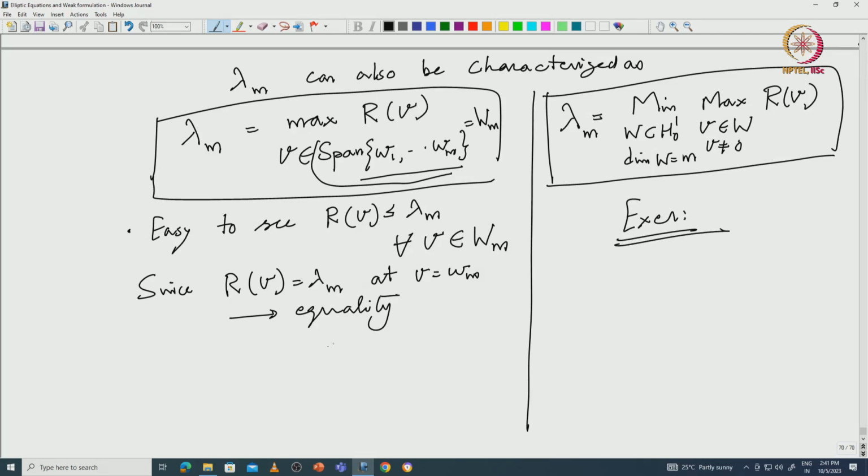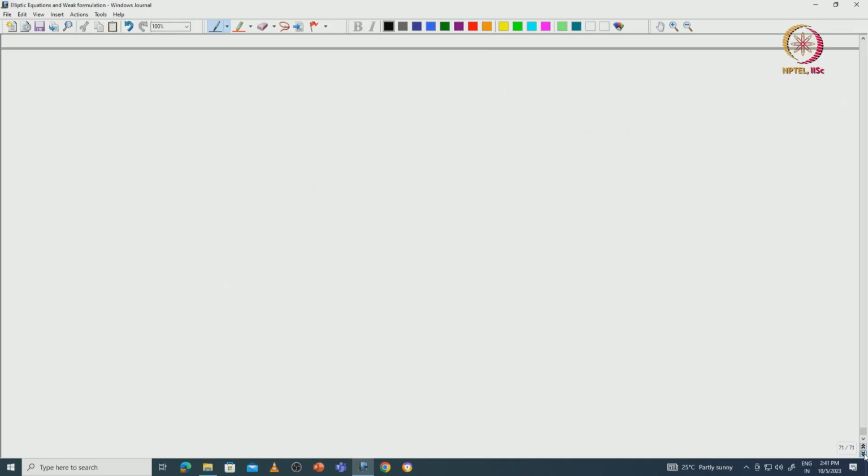One last thing I wanted to do, very important, one last property which I want to do, and then I finish this eigenvalue problem. There are other special properties, but I did not want to spend time on that. So, this is more crucial, a special property of the first eigenpair, the first eigenpair.